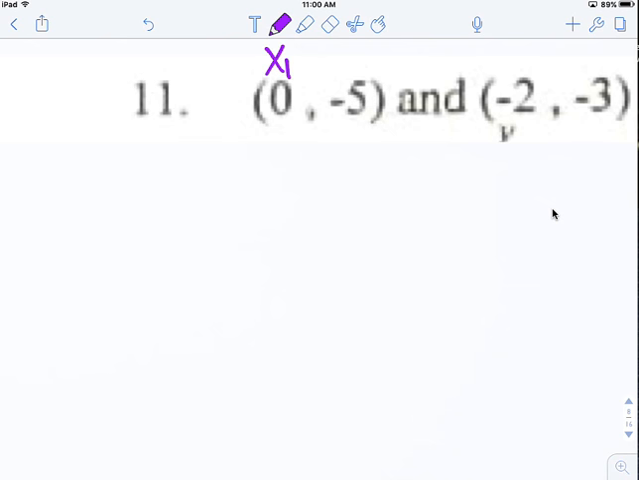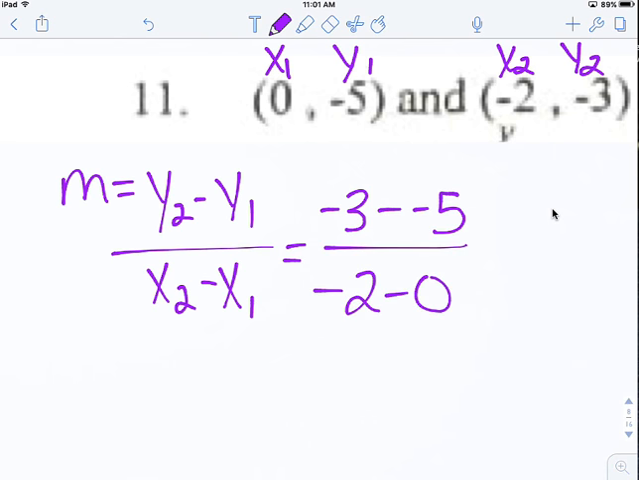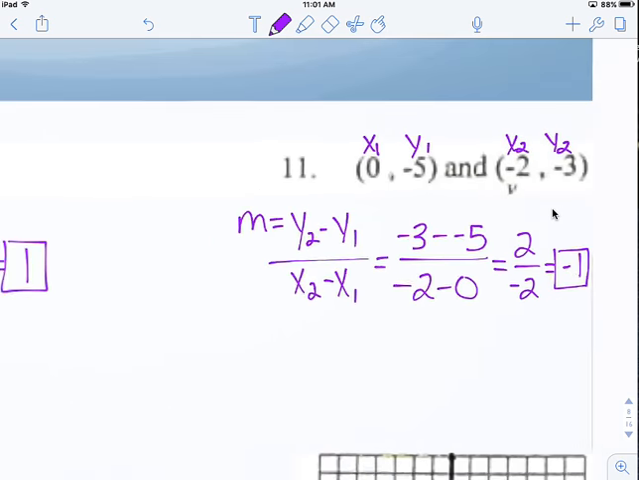We have our first point, we have our second point, and then we're going to plug it in to our formula. So negative 3 minus negative 5 over negative 2 minus 0. This is going to simplify to 2 over negative 2, which is the same thing as negative 1. You can check this on your graph.